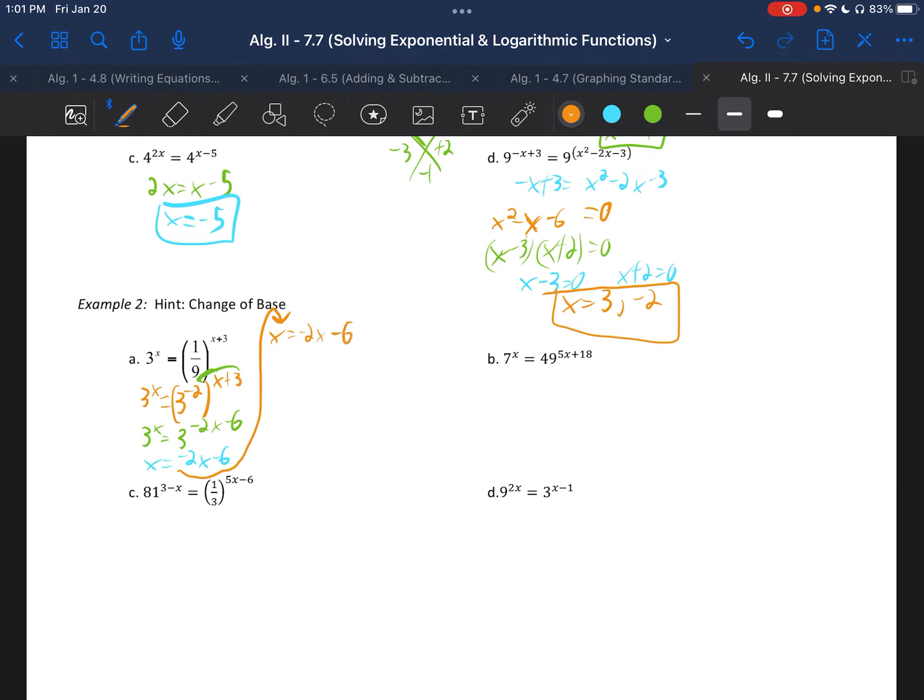Now I'm going to add 2x to both sides and get 3x equals -6. Divide by 3, and x is -2.